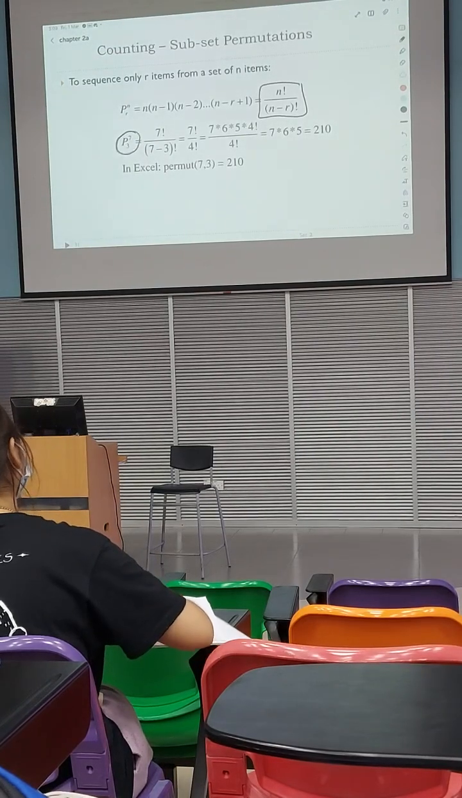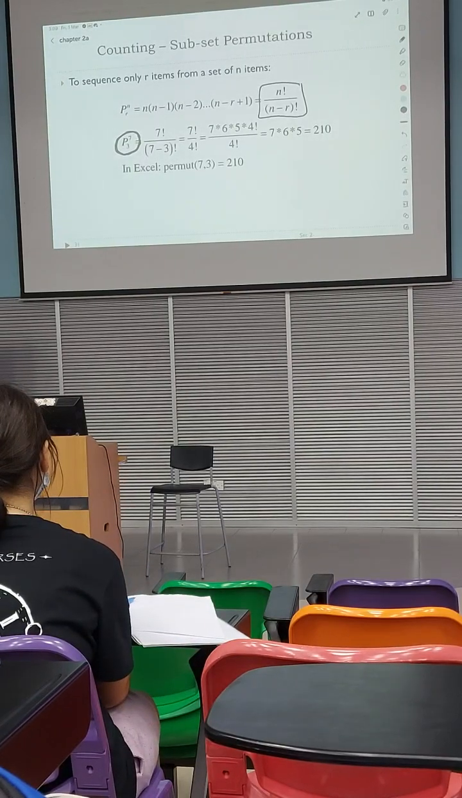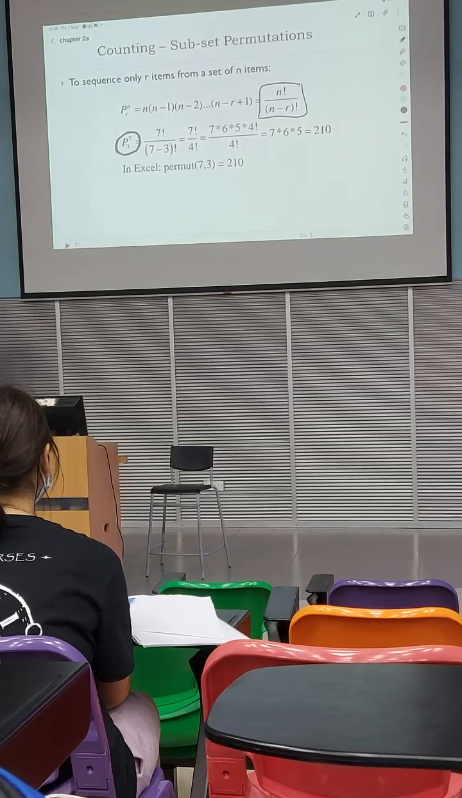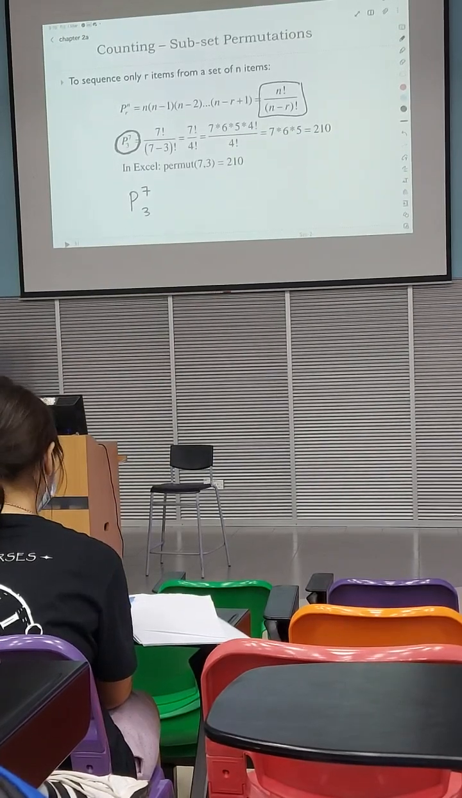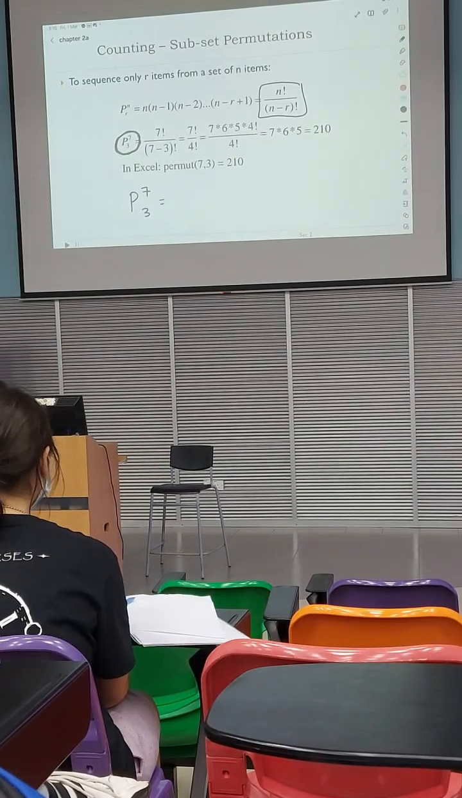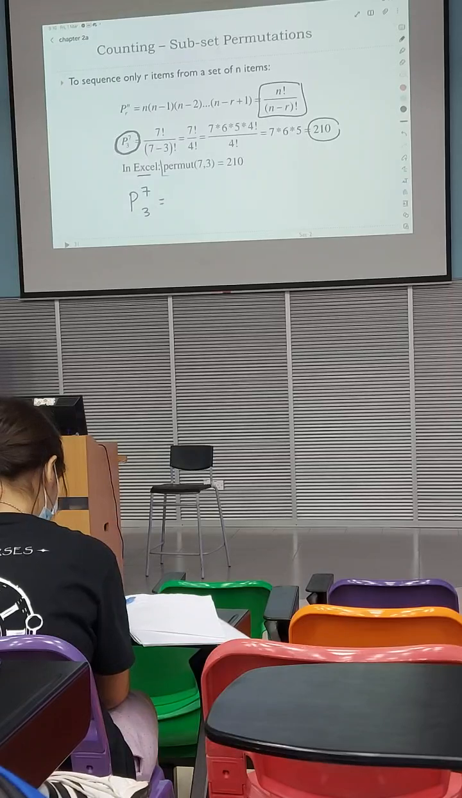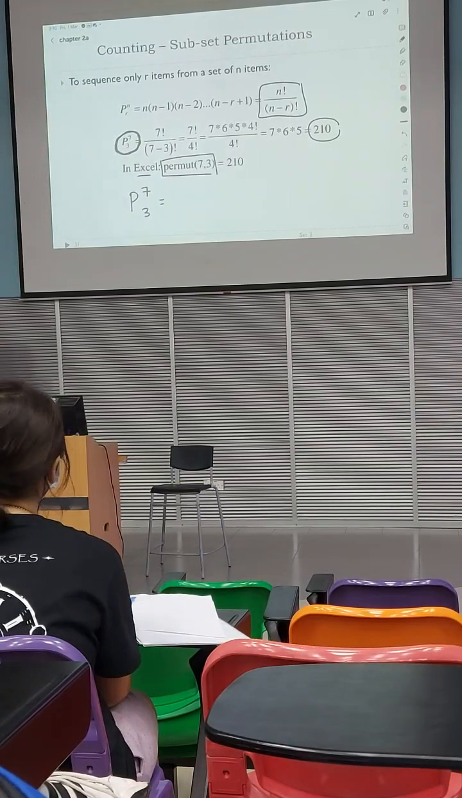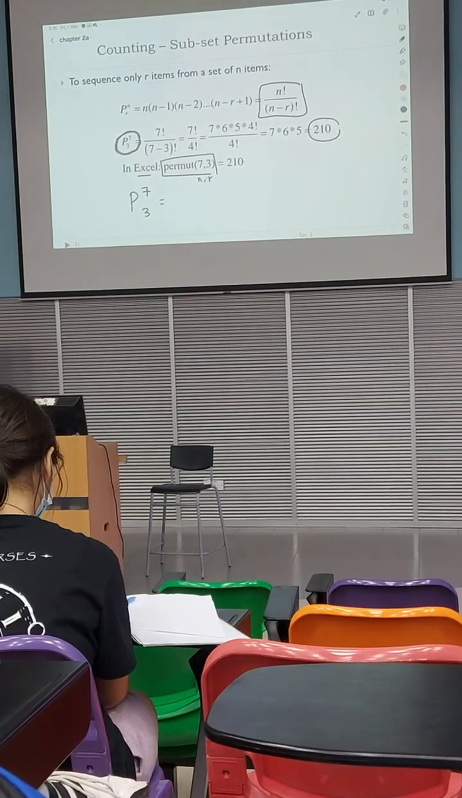Again, you do not need to memorize the formula because your calculator should have this function already. For example, you can do some exercise. Are you able to get 7 choose 3 from permutation using your calculator? It should give you 210. If using Excel, we use the function PERMUT, and you should get the same answer. So this is permutation.